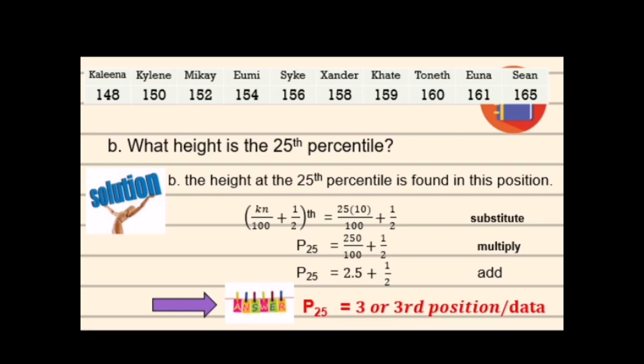Now, who will be in the third position? You count from left to right. The first one is Kalina, then Kailin, and the third is Mikay. Therefore, P sub 25 is in the third position, and that will be Mikay with a height of 152 centimeters. So that is P sub 25.